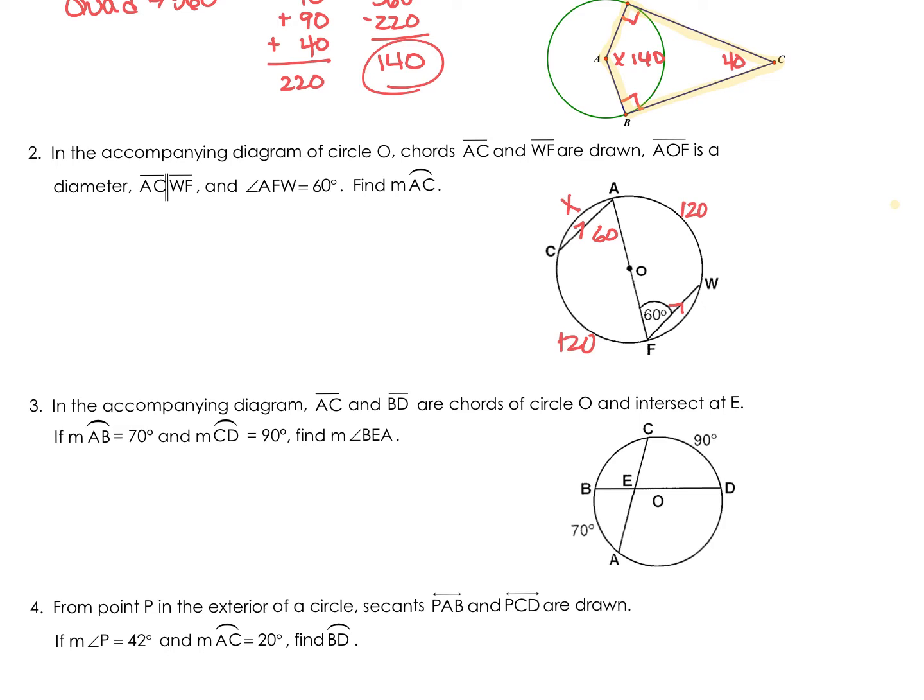Now, we have our diameter right here, and that is actually cutting our circle in half. So halfway around would be 180. So 180 minus 120 would leave us with 60 right there. So arc AC would equal 60.